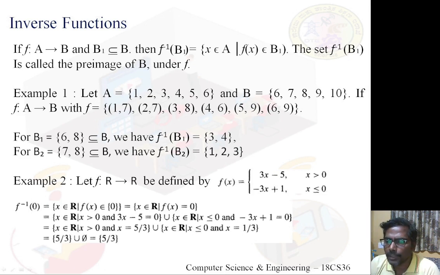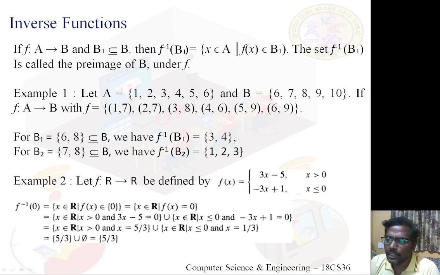So first let me assume 3x minus 5 to be 0. When I assume 3x minus 5 equals 0, I will get x equals 5 by 3. And this 5 by 3 is of course greater than 0. So 5 by 3 is one of the pre-images, I mean one of the elements in domain R for which 0 is an image.